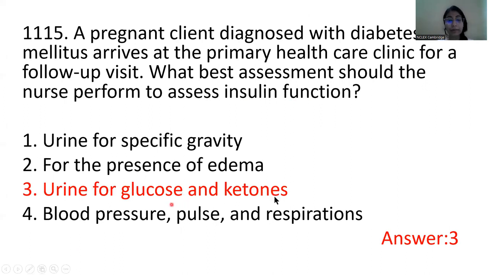Why? Because if there is hyperglycemia, there will be glucose in the urine, because the renal threshold will be crossed. When the renal threshold is crossed, glucose is excreted in the urine, and ketone bodies will also be present in the urine. Other than that, edema cannot tell about insulin function, nor can specific gravity, and BP, pulse, and respiration will also not tell about insulin functioning.